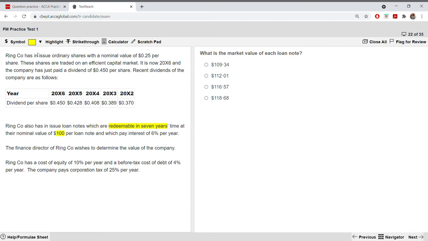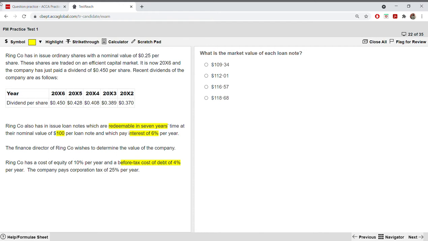Basically, the present value of all the interest plus your principal for the 7 years, that is the market value of the loan note. And the interest, so interest is what? 6%. And when it's a redeemable debt, what do we take? Before tax cost of debt. So you don't have to adjust it for tax. Go through your textbook, if financial management is there. For redeemable, use before tax cost of debt to discount.